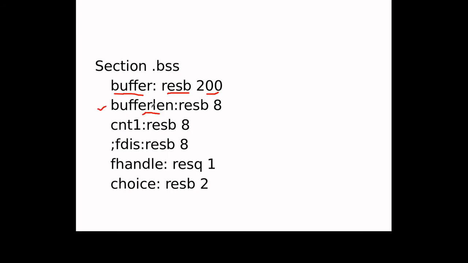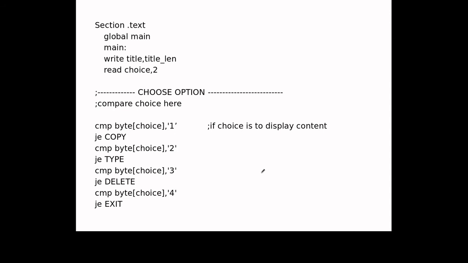Here the second buffer is called buffer length, and 8 bytes are reserved for that. Then we will require the count, so again 8 bytes are reserved for the count. Then the fhandle for the file names, here a double word is declared. And for taking the choice, this variable is taken, and 2 bytes are reserved for it, in the .bss section.